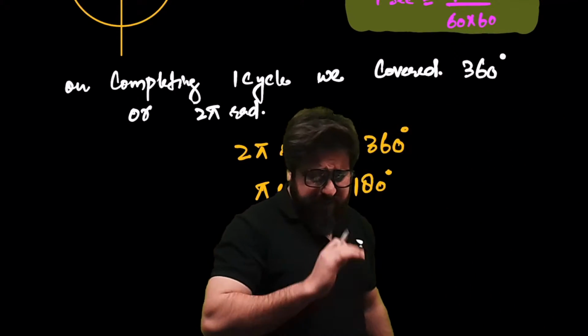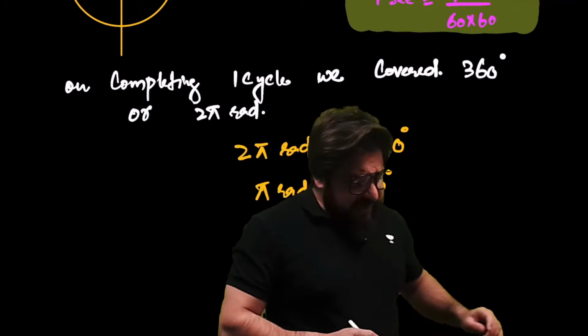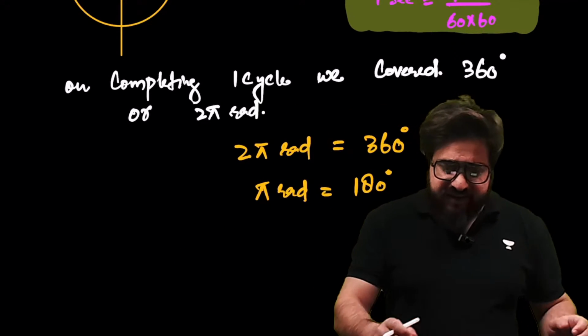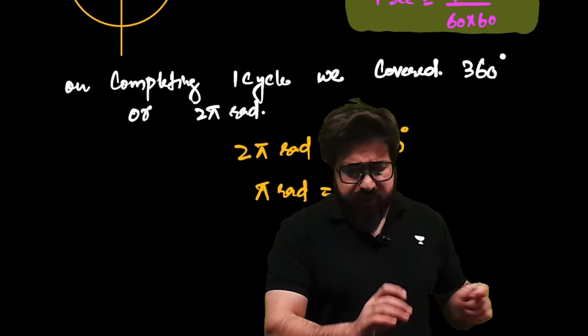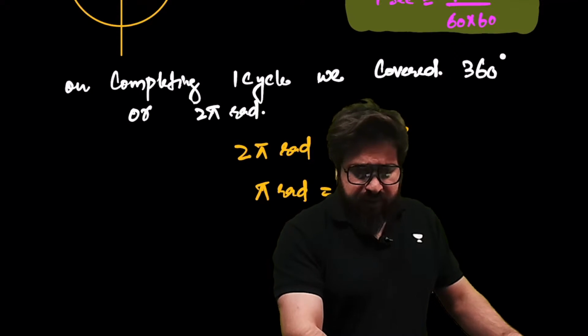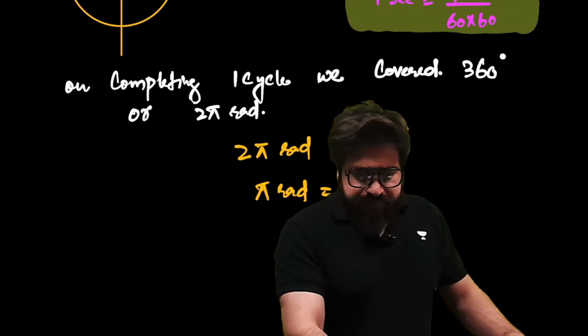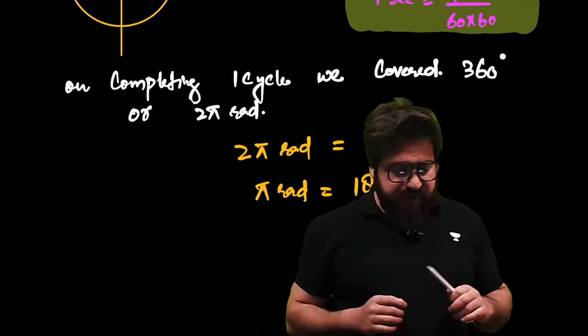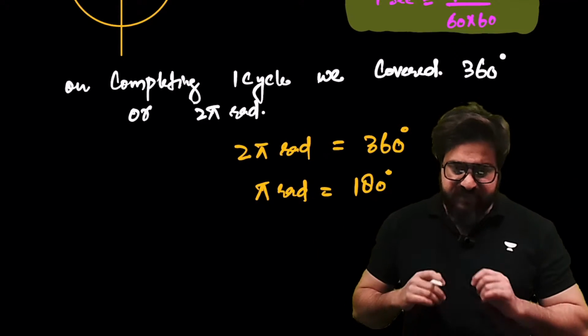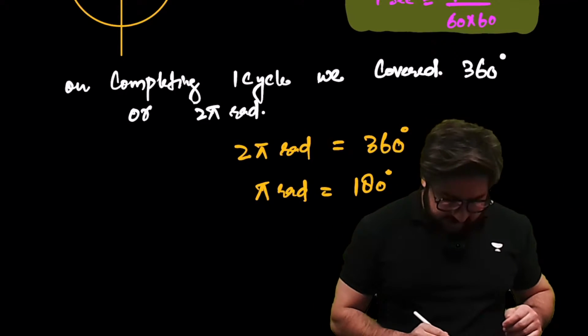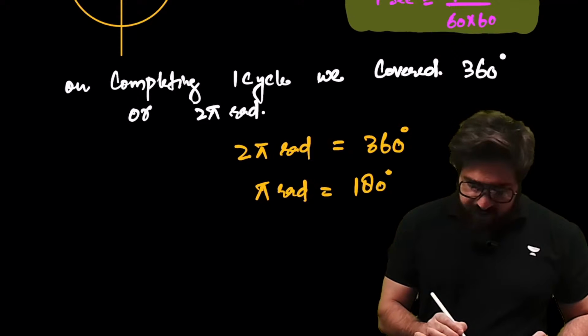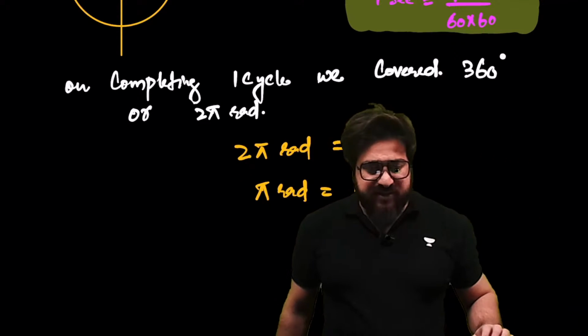Is that clear? Tell me in the chats, everybody. Pi radians is equal to 180 degrees. Is that clear? Tell me in the chats, guys. Is it clear to each and everyone? Let me know in the chats. Okay? 2 pi radians, 360 degrees.